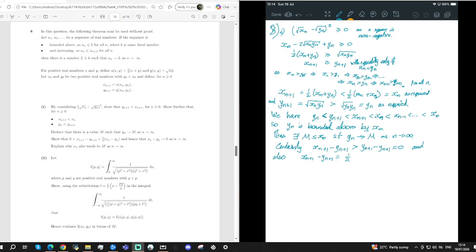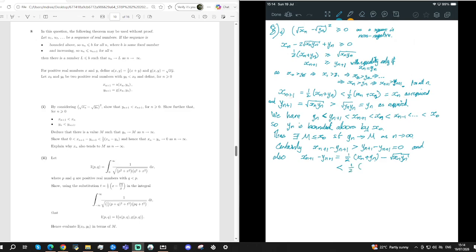So this is a half xn plus yn plus the root of xn yn. So that's just using the definitions of xn plus 1 and yn plus 1. And I want to be making this smaller. So, sorry, I want to be making this bigger. Oh, I've got a sign error there. Let's change that to a minus.